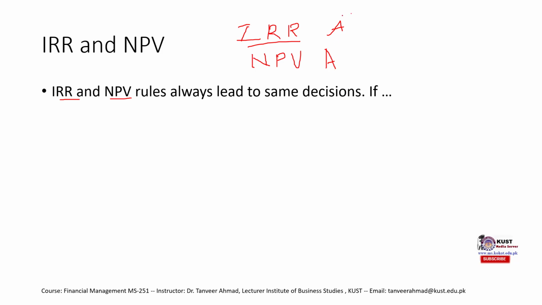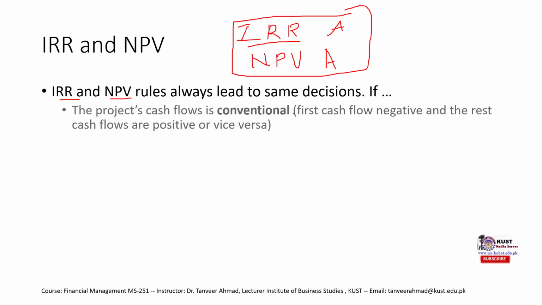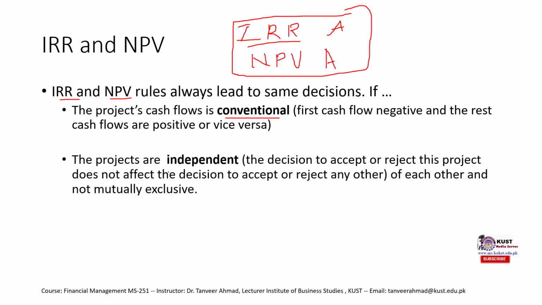So in previous examples we saw that if NPV was positive, then we would accept the project, and again, the IRR rule would also give us the same conclusion. But when would these two give us the same conclusion? When the cash flows are conventional and the project is independent. So let's see the second aspect.